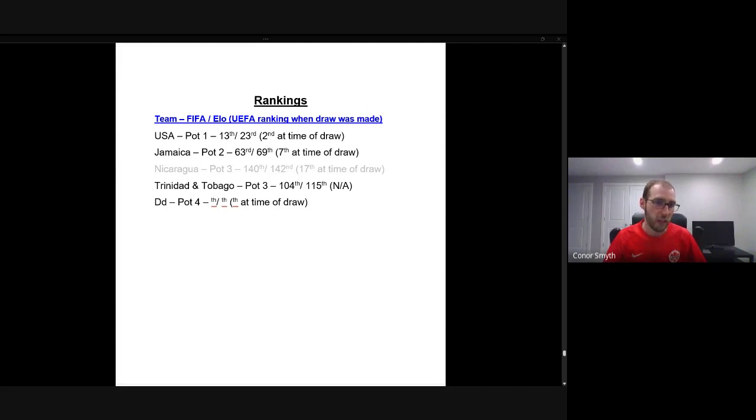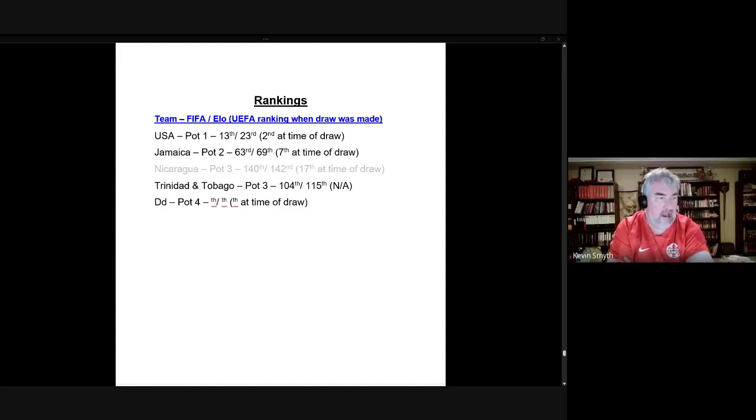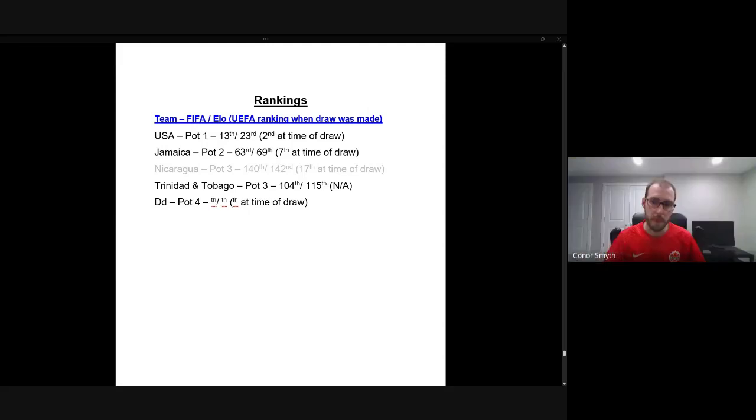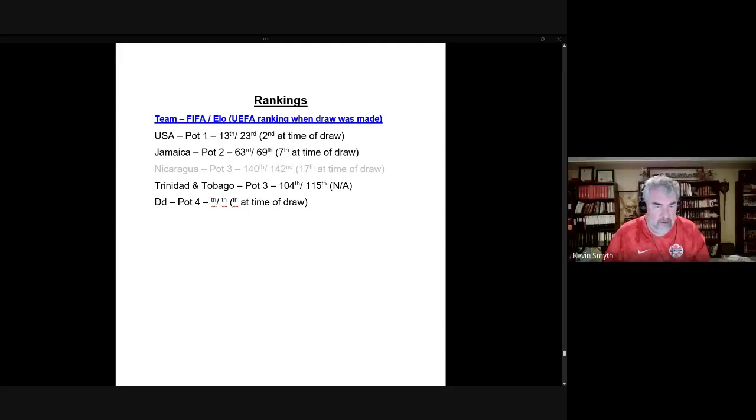Trinidad's 115th. So it's actually not even a huge gap, albeit they're probably the best playoff team there is. It actually makes the group a little bit tighter with Trinidad and Tobago replacing Nicaragua, and especially if Curaçao get in. We'll talk more about that later. But I think if Curaçao get in, it could be a bit of an interesting group.